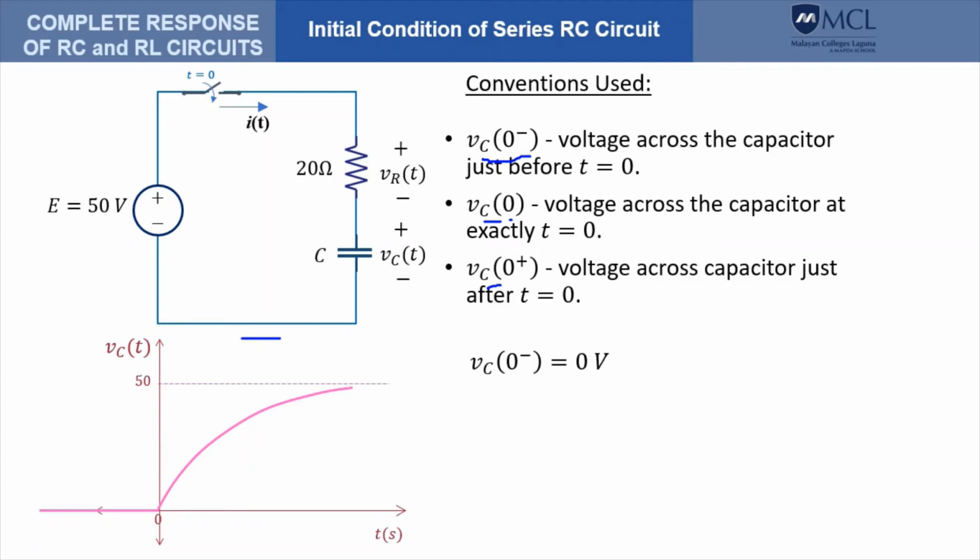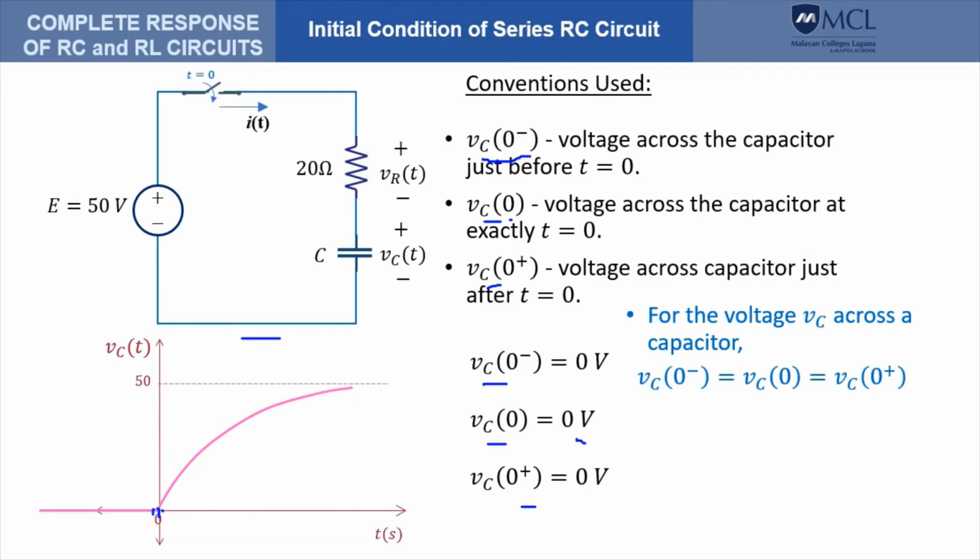Hence, for this particular circuit, the voltage V sub C just before t equals 0 equals 0 volts because there's no current yet. At exactly t equals 0, V sub C equals 0 volts. So it's still 0 because the voltage cannot change abruptly. And just after t equals 0, it is still 0. So there are 3 points here: before t equals 0, exactly t equals 0, and just after. For a series RC, the magnitude of the voltage across the capacitor is always the same just before, during, and just after the change is applied.